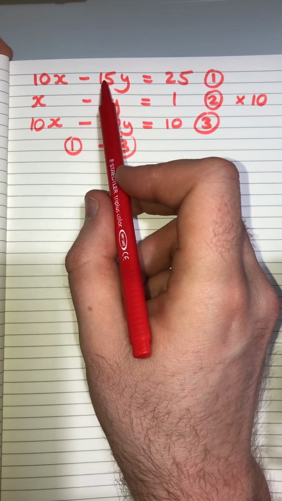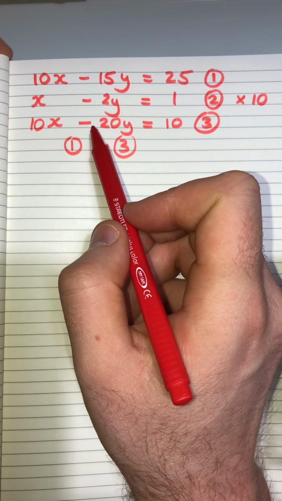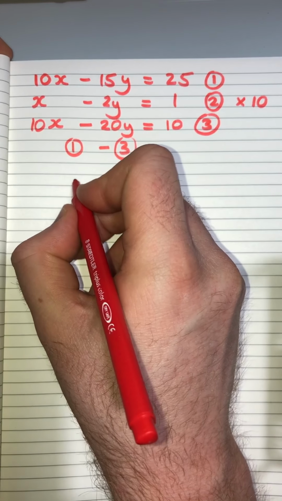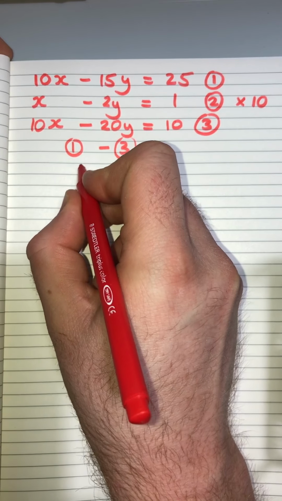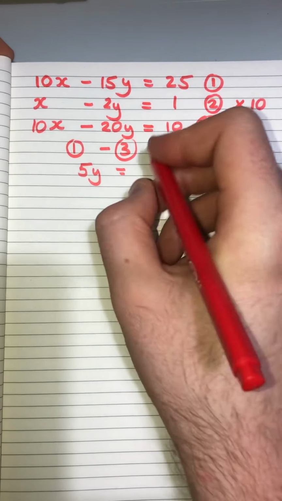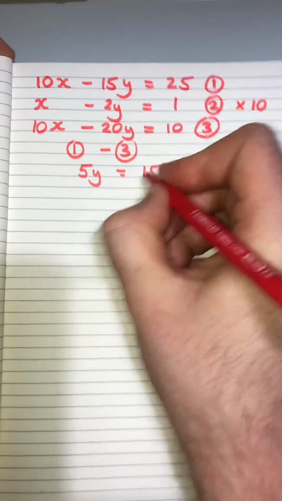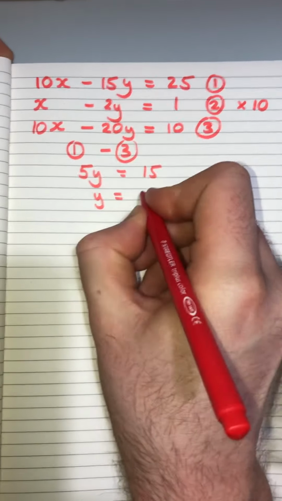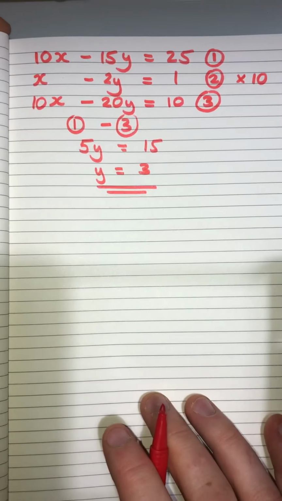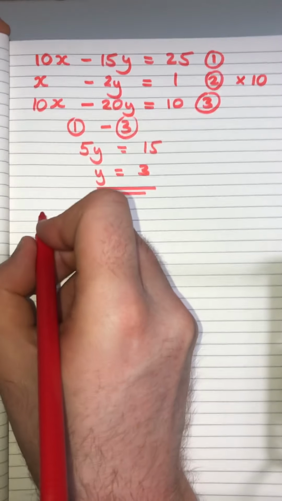We then have negative 15y, subtract negative 20y. So that's going to be the same as negative 15y, add 20y, which is positive 5y. 25 take away 10 is 15. So y is equal to 3. And that's our first solution.